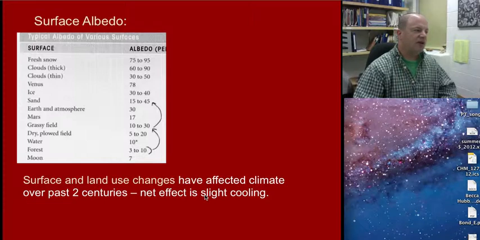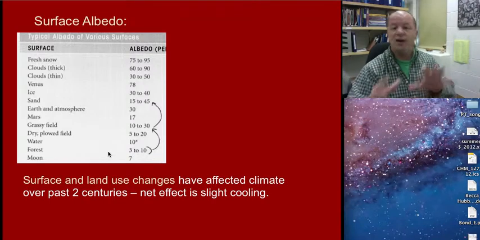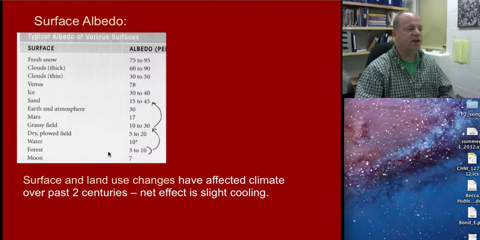Now, there's another land use effect that has to do with cutting down forests, and when we cut down trees and they stop eating CO2, that affects the greenhouse effect, and that has by all means led to a warming effect, but I'm not talking about that here. I'm only talking about the effect on how shiny the Earth's surface is.